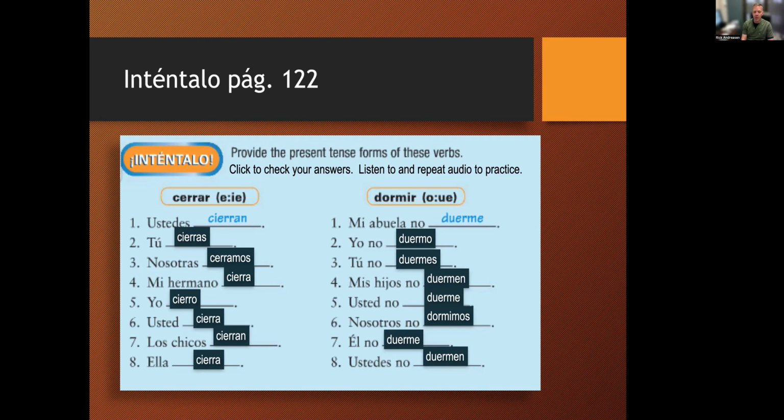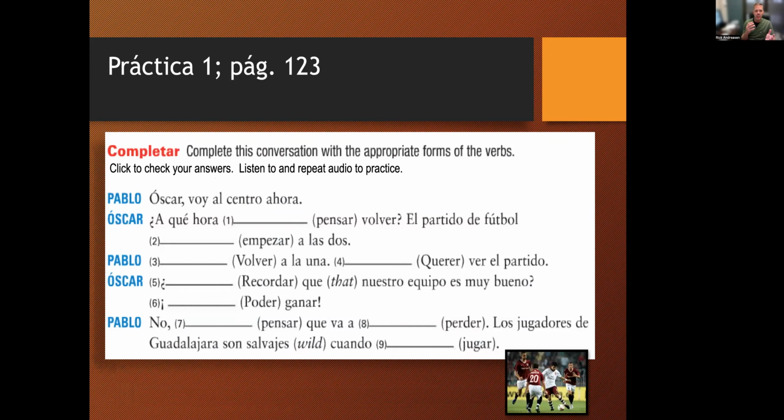Once again, as always, if you didn't get them right, pause, go back, look, and make sure you understand, first, how to conjugate the verbs, and second, which vowel is changing in the stem and when it does or doesn't. All right, now you're going to complete this dialogue. Same thing, number your papers 1 through 9. This is a dialogue between Pablo and Oscar, and you're going to conjugate the verb in parentheses accordingly. So pause, remember your papers, figure it out, and come back.